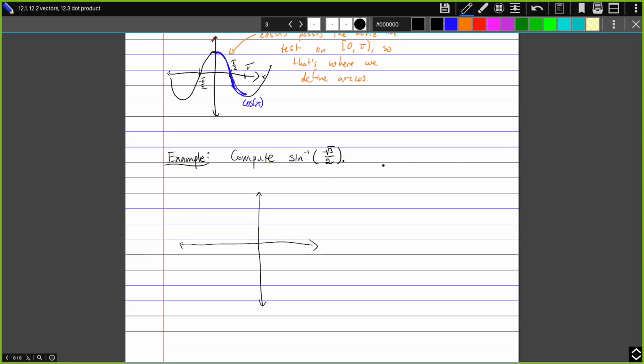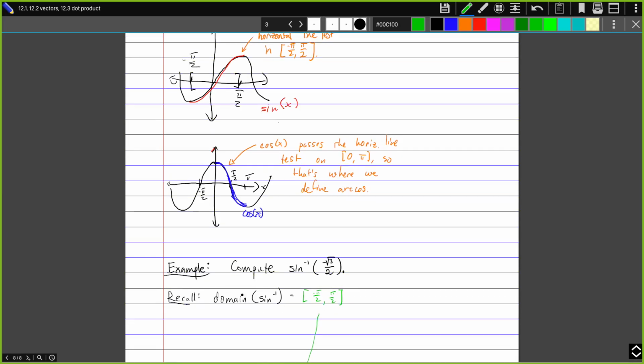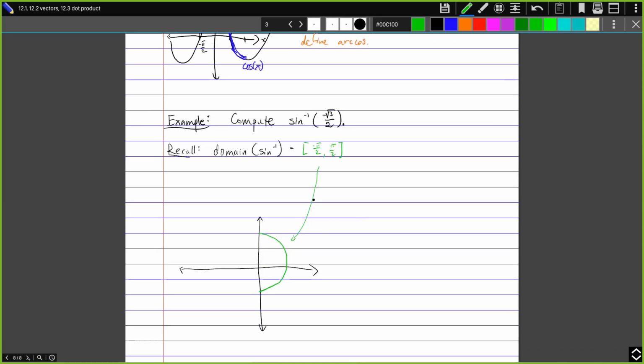So the first thing I recall is that the domain of arcsine is equal to minus pi over 2 to pi over 2. I'm only interested in this part of the unit circle, the part between minus pi over 2 and pi over 2. This domain is from this table right here. So I've drawn the relevant part of the unit circle now.